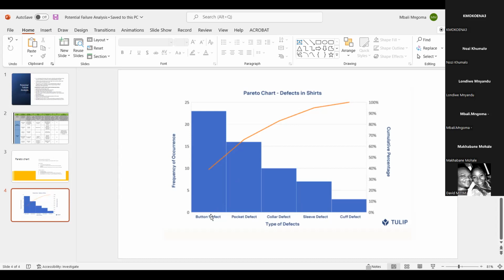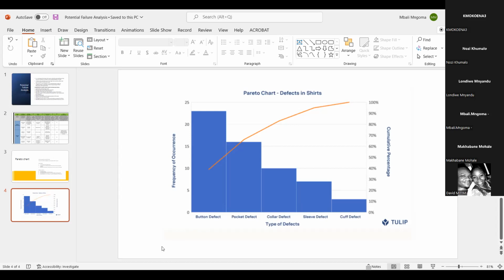So when you go to that 80% line and draw a line that intersects the orange line, it basically takes you to the 20% of your causes. So essentially, as you said, you only focus on the major ones, and the major ones causing 80% of the problem would be your button defect, pocket defect, and collar defect only. It was just another side of interpretation of what you were saying. I thought maybe I should share with the team.